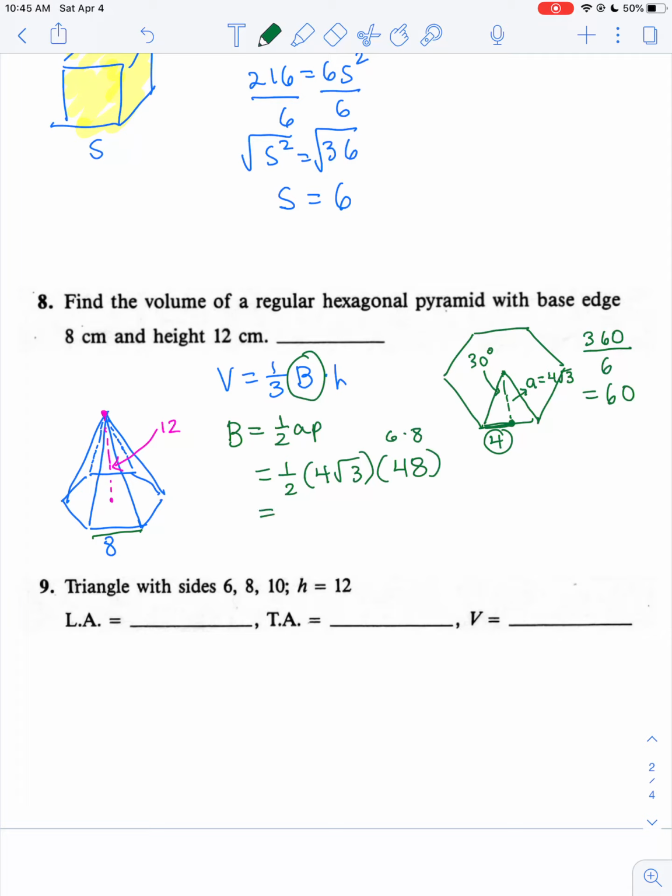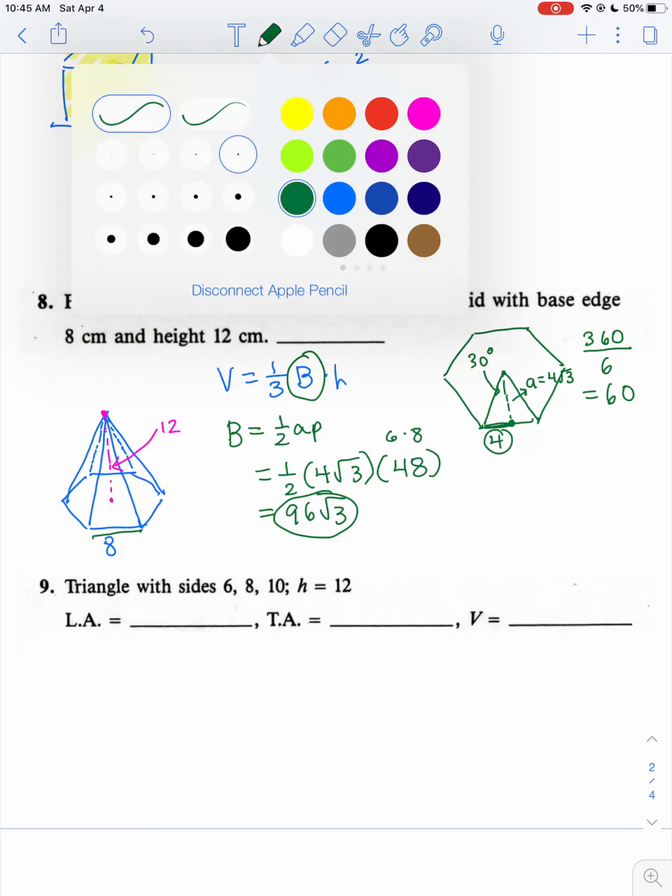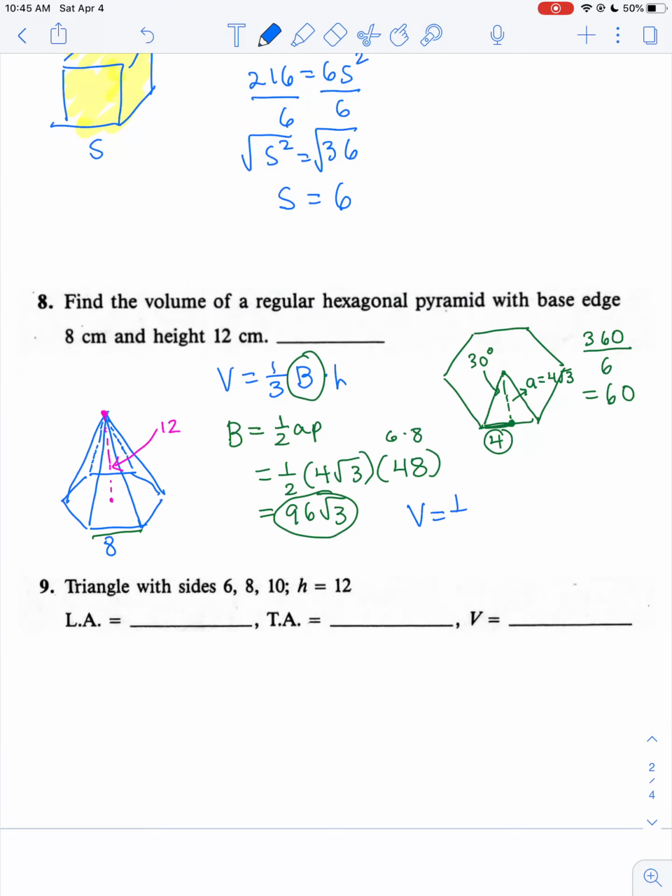So if you simplify this, half of 4 is 2. 2 times 48 is 96 radical 3. Now this is the value that we're going to substitute into capital B, which is the area of the base. So volume is equal to 1/3 times 96 radical 3 times the height, which is 12.